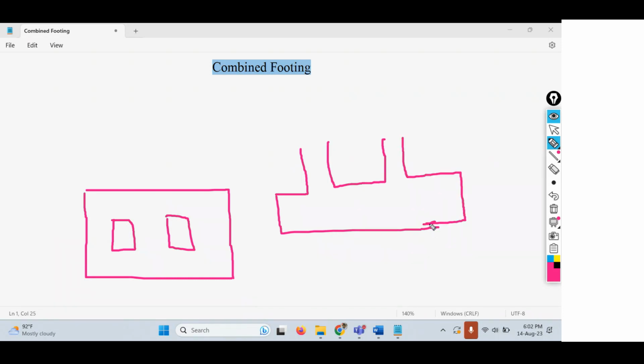When we have more than one column, especially two columns, we use this combined footing. When we have to place two columns on the same foundation slab, such a footing is called a combined footing. For this one, this is column one and this is column two. For both column one and column two, we have the same footing. That's why we call it a combined footing. Now the question is, where do we need this combined footing? That's one important parameter.